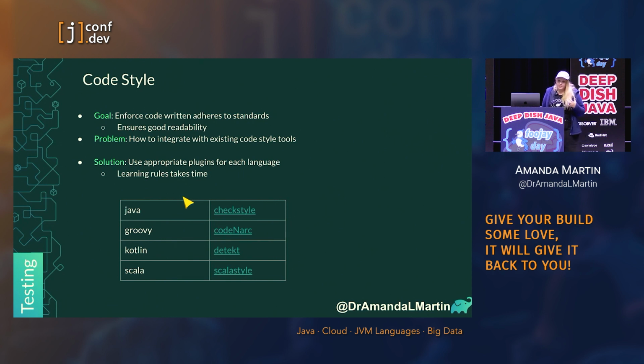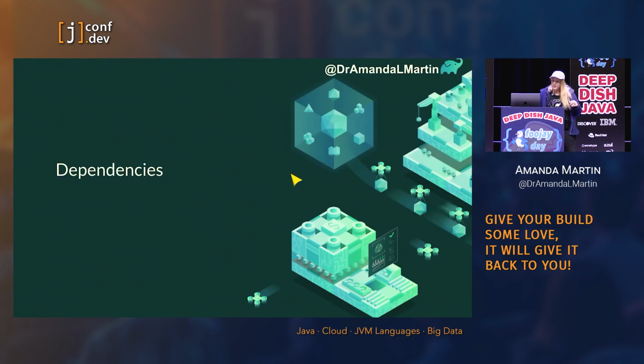For code styling, there's Java Checkstyle. It's a really highly used one. For Groovy, CodeNarc, and for Kotlin, Detekt, and this essentially checks your code style and helps apply the right rules for the language. And then, of course, we still have a Scala one, which I haven't met more than like 5 users that are interested in Scala, so I'm not sure why I included it there, but it's there.